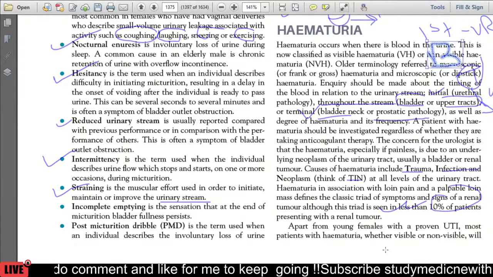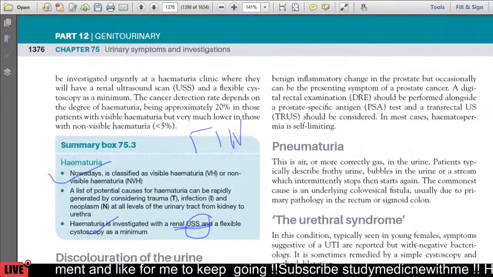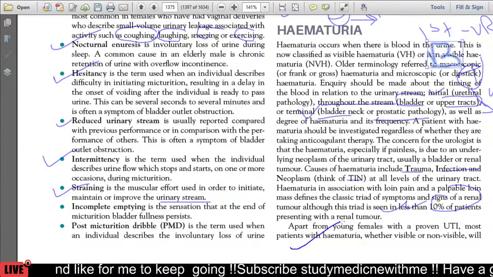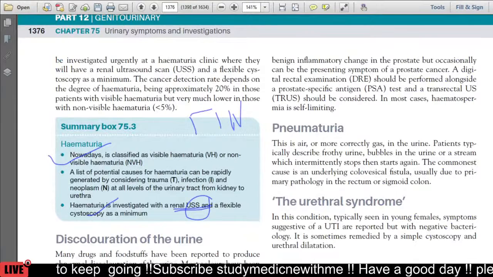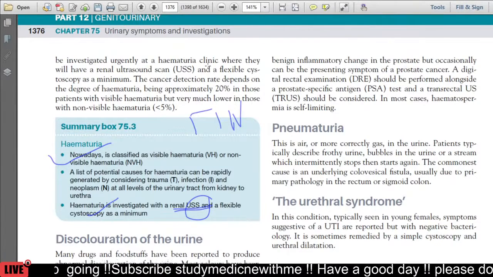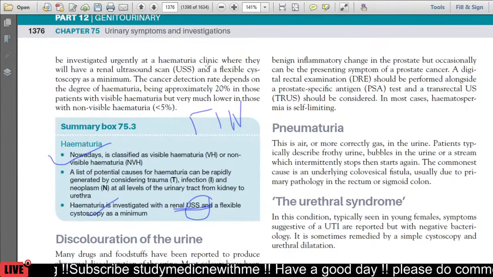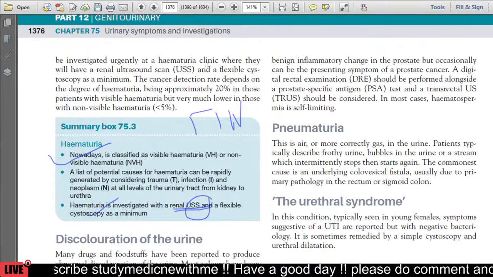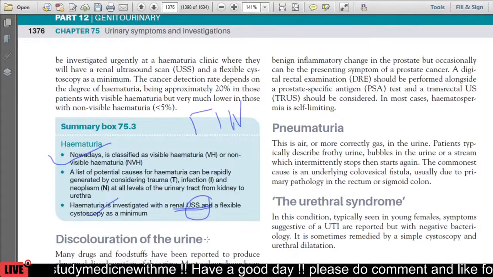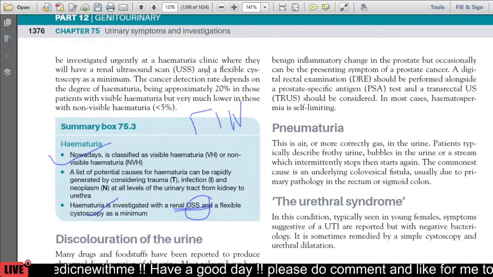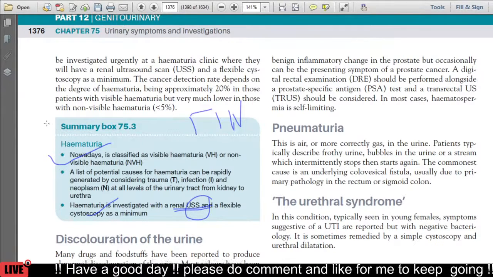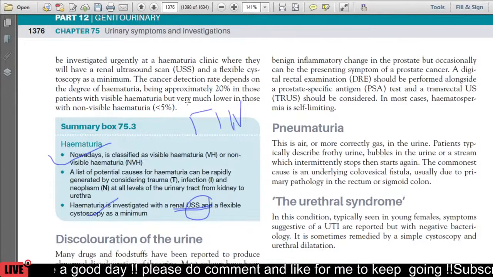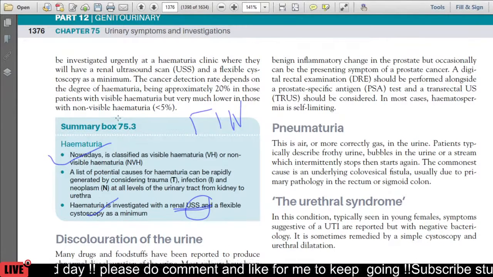Apart from young females with a proven urinary tract infection, most patients with hematuria, whether visible or non-visible, will be investigated urgently at a hematuria clinic, where they will have a renal ultrasound scan and a flexible cystoscopy as a minimum. The cancer detection rate depends on the degree of hematuria, being approximately 20% in those patients with visible hematuria, but very much lower in those with non-visible hematuria.